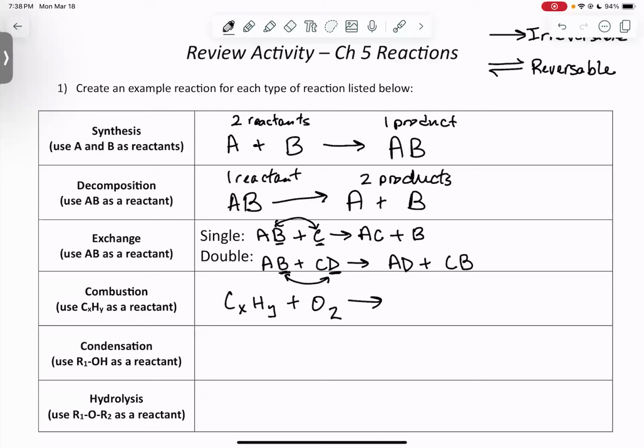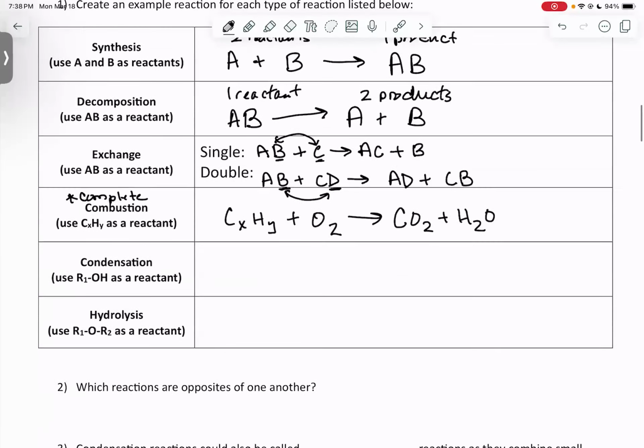And then in complete combustion, and this is technically complete combustion, you're only going to make two products. Your only two products are carbon dioxide and water, and that's it. There could be incomplete combustion, but you would also have carbon monoxide as a product.